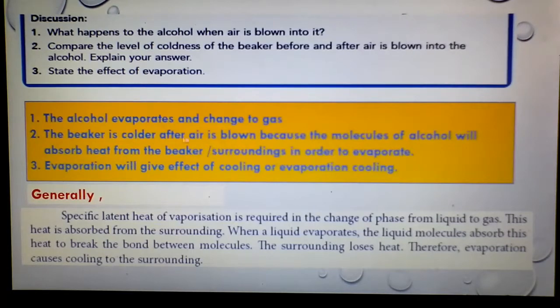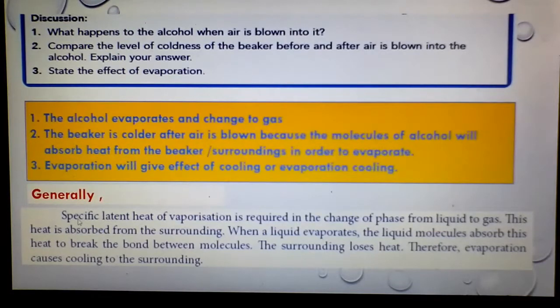The beaker is colder after air is blown because molecules of alcohol will absorb heat from the beaker or surroundings in order to evaporate. State the effect of evaporation. Evaporation will give the effect of cooling, or evaporative cooling. So you can see the beaker, or the surface, become cold when you blow using the straw towards the alcohol, causing the alcohol to evaporate.